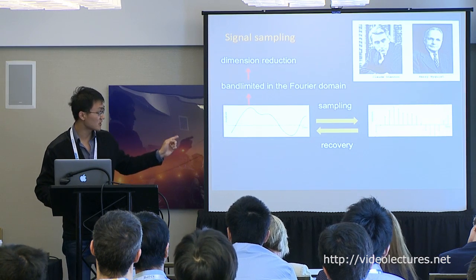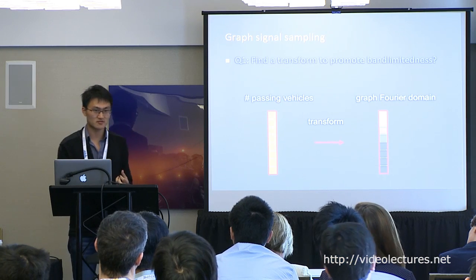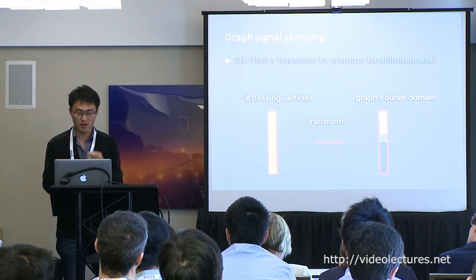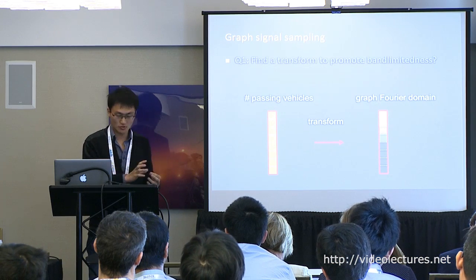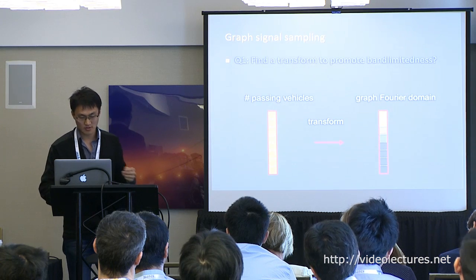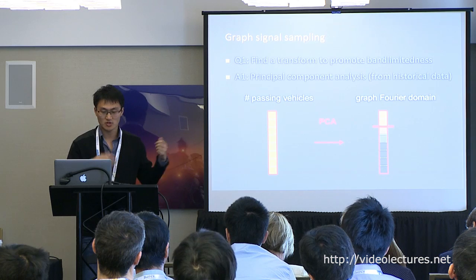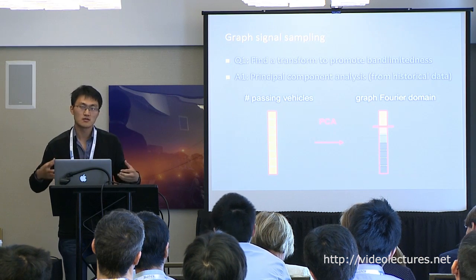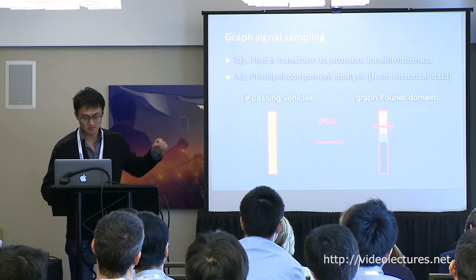So you can borrow this idea here and ask if we can find a transformation of the passing vehicles that pushes the energy into a few frequency components, so that after the transform the energy is still preserved. The answer is actually pretty straightforward: that's PCA. Let's do principal component analysis constructed from the historical data. Then we can push the energy into the first few components.